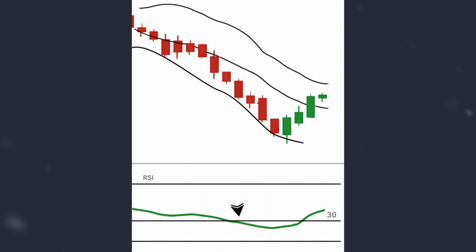Example: RSI dips under 30, but that's not the entry yet. Wait until it crosses back above 30, that's your green light. Now, if price also touches the lower Bollinger Band, that's a strong combo. You've got momentum turning and price stretched, great spot for a quick trade.